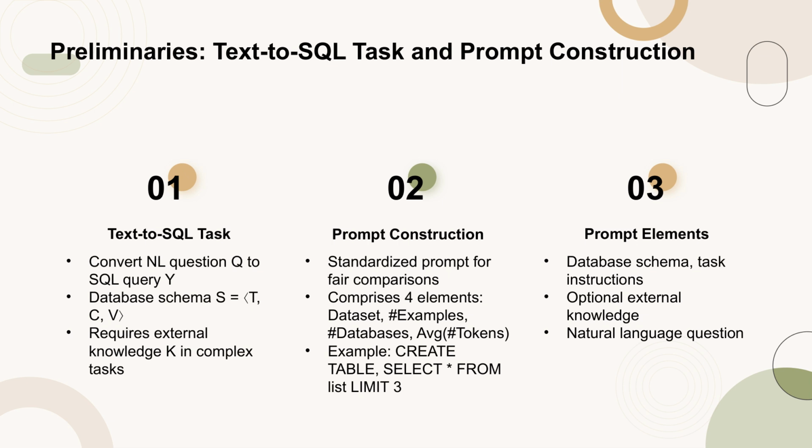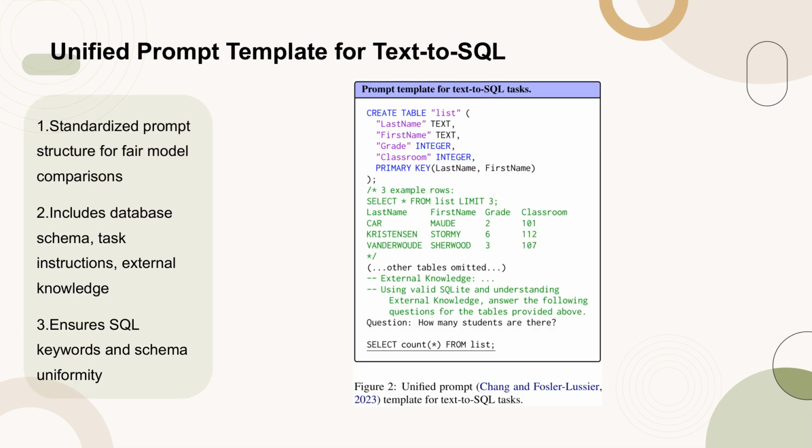The prompt includes 4 key elements: the database schema, task instructions, optional external knowledge, and the natural language question. This structure ensures that SQL keywords and schema are presented uniformly, facilitating the input to the language model. Figure 2 presents the unified prompt template designed for text-to-SQL tasks, ensuring a standardized structure for fair model comparisons.